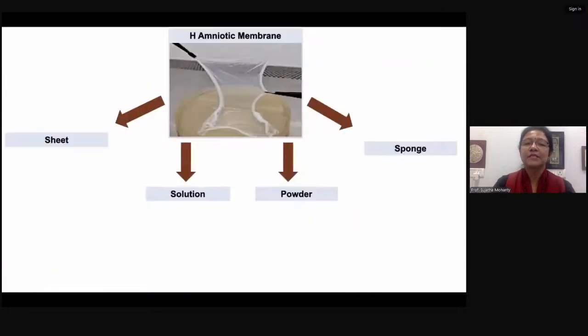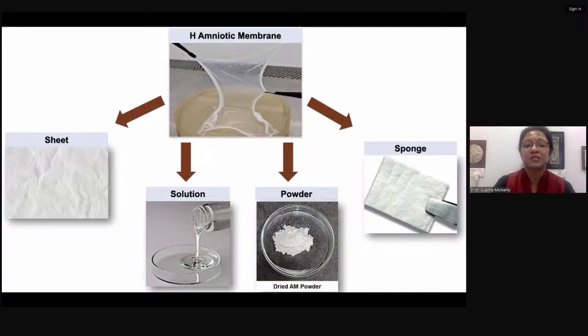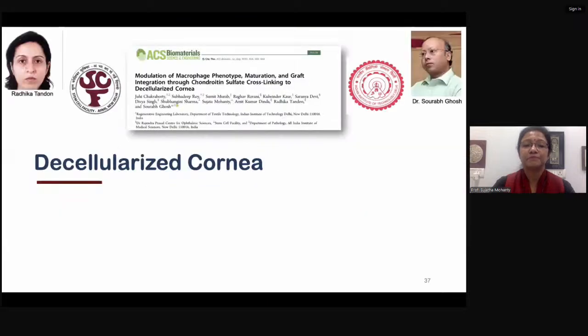The second one is that we are trying to have multiple forms of this amniotic membrane, like sheet, solution, powder, and sponges, so that we can have various forms of this amniotic membrane for the healing of the eye as well as for the skin.